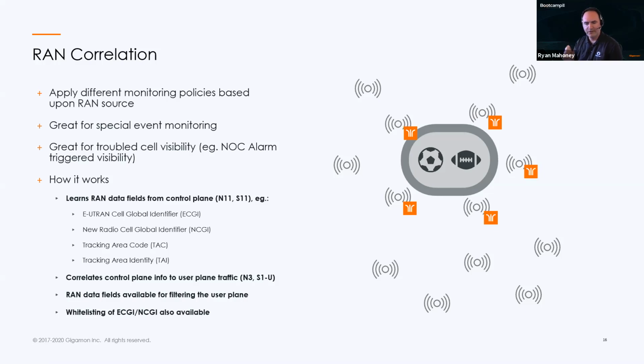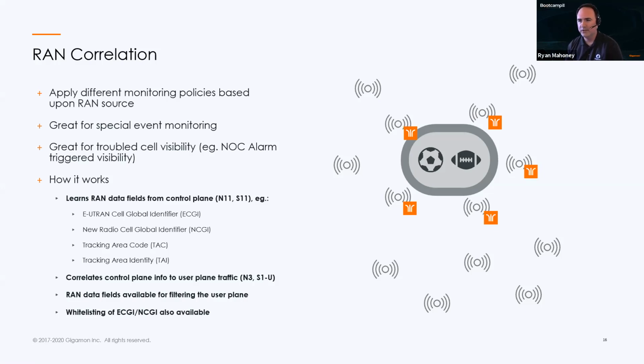So if you're with me so far in understanding that, yeah, it's probably a good idea to consider a packet reduction strategy, but how do I take care of some special cases that I have? Well, we've got lots of different techniques. I don't have all of them here today. I do have a few of them. So this one here is RAN correlation.